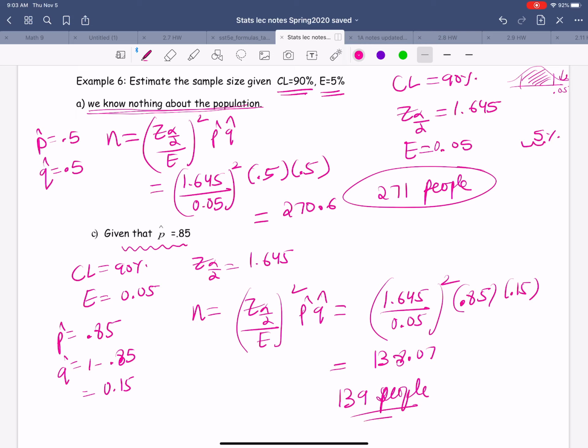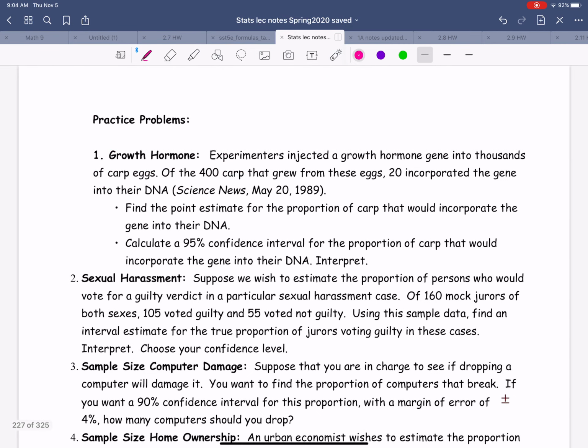So if you know something from the previous population, or your p hat is far from 0.5, then it looks like I would have to survey fewer people to have the same level of confidence and the same margin of error. Okay? That was an example about estimating the sample size. Now, let's look at a couple more examples of estimating the sample size.